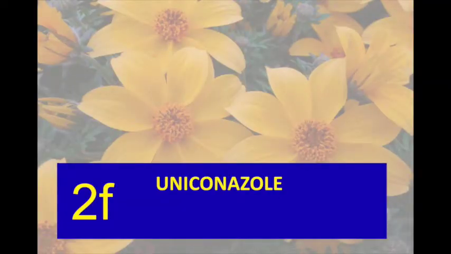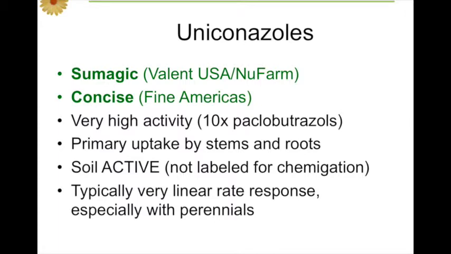And then looking at uniconazole. The two main chemicals that are out there are Sumagic, which was initially introduced by Valent USA, and now New Farm with their marketing agreement, and Concise by Fine. It has a very high activity, so it is the most potent of the PGRs that are out there. It's taken up a little by the leaves, but it's not translocated. Its activity is by far stem and roots. But it's not labeled for chemigation.